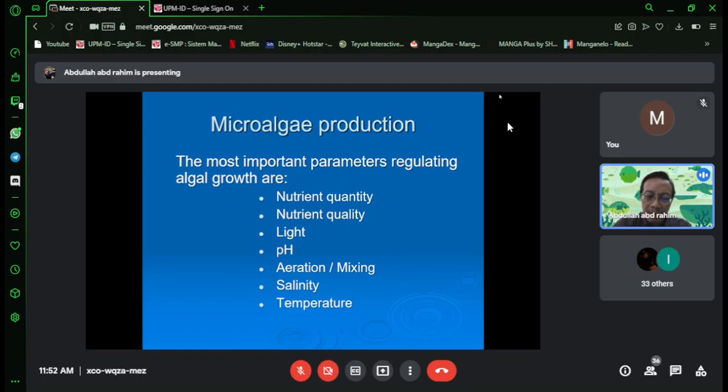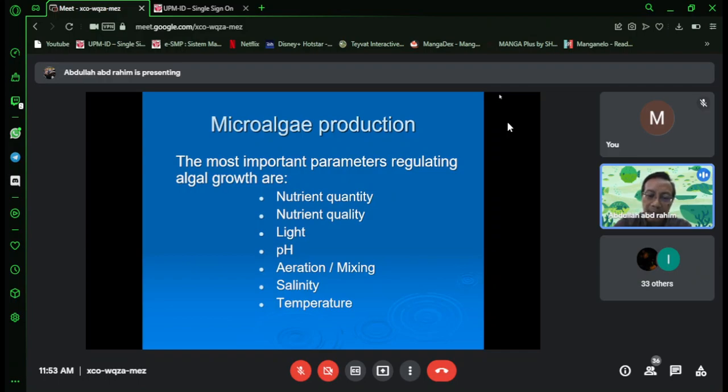Some species require fresh water, some marine, but some are what we call cosmopolitan, meaning they will grow in both marine and fresh water. Like chlorella. Chlorella you can find in fresh water, and you can also find them in marine. Brackish water as well.